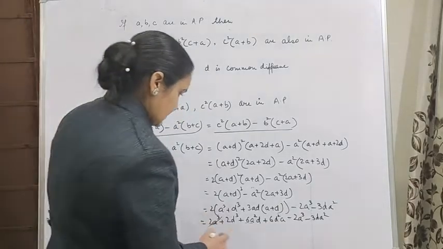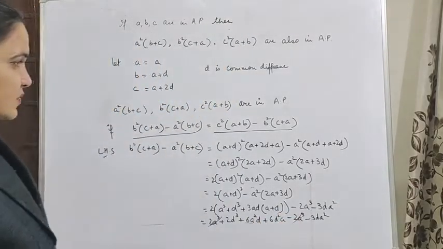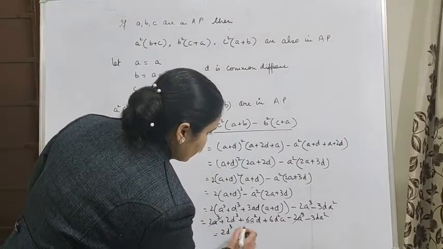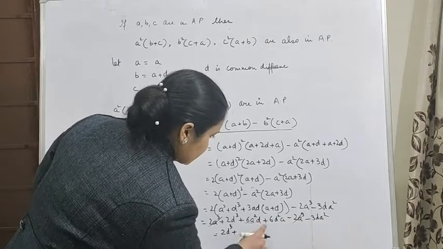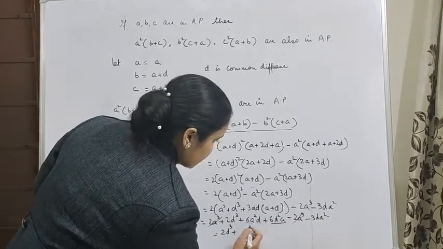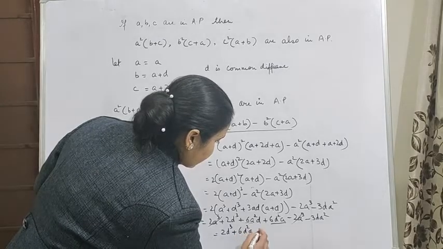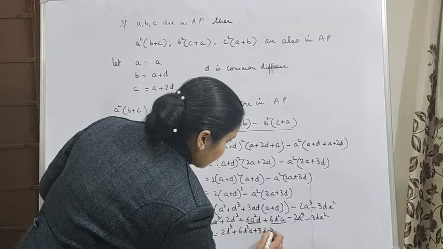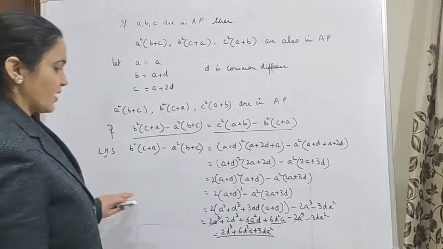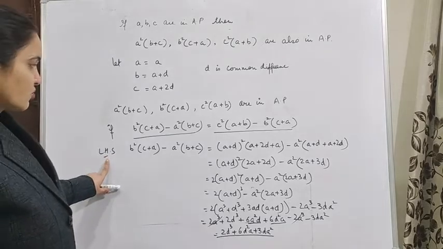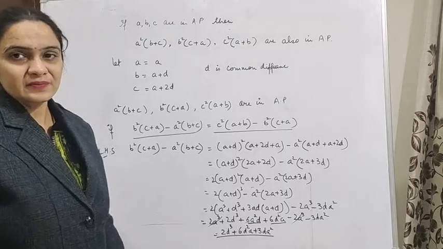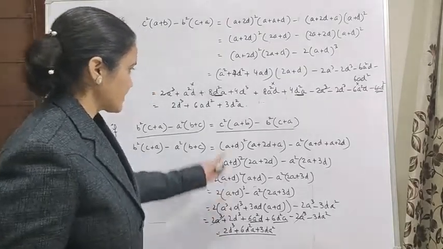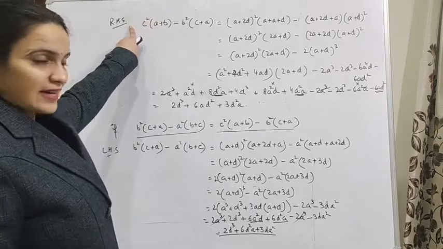So this cancels, minus, minus cancels, so we have 2d cube plus 6d square a, plus 3d a square. This is what you get when you have solved left hand side. So this is left hand side, and students, we have calculated right hand side.